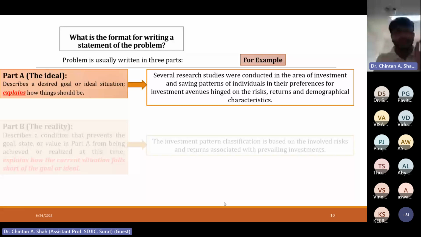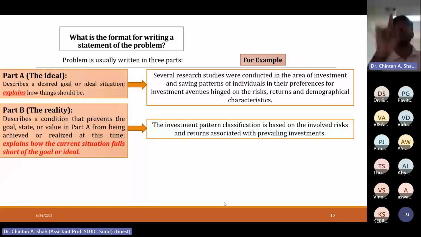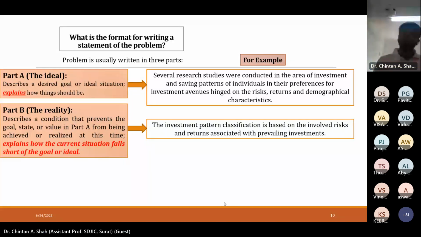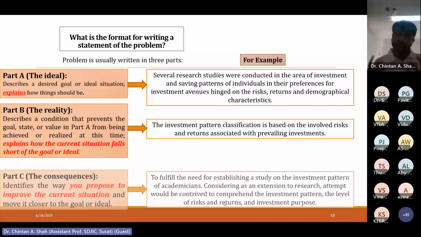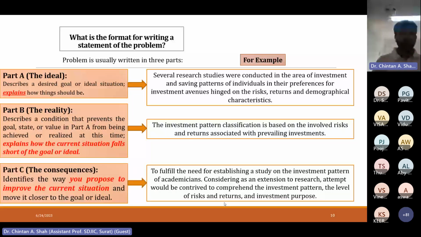Second, you have to write the reality, meaning why you are doing this, with the help of your objective. The support to that is part A. So explain how the current situation falls short of the goal and ideal with the help of the objective. And the third part, that is consequences. It means what you are going to do. So you propose to improve the current situation, and this is part C, with the help of the research gap only.